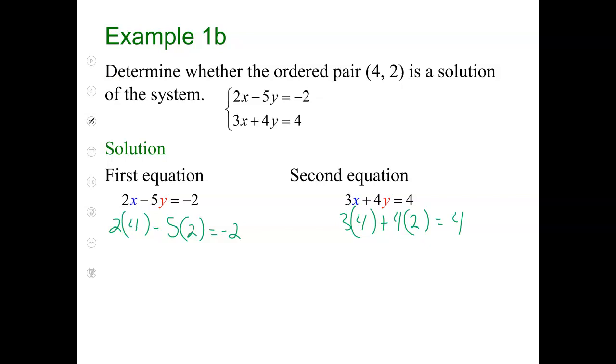2 times 4, 5 times 2 is 8 minus 10, negative 2. 3 times 4, 4 times 2 is 12 plus 8, which is not 4. So the point 4, 2 is located on our first line, but it's not located on my second line. So 4, 2 is not a solution.